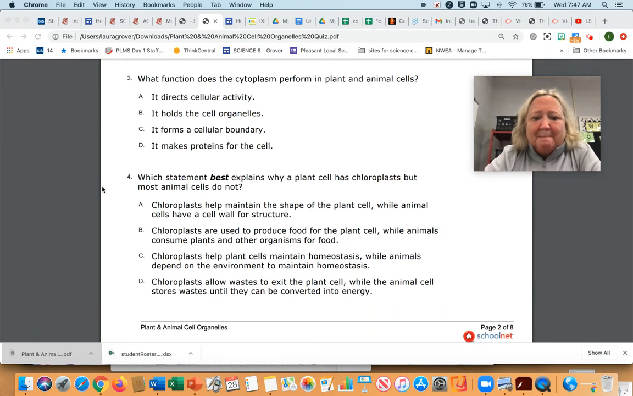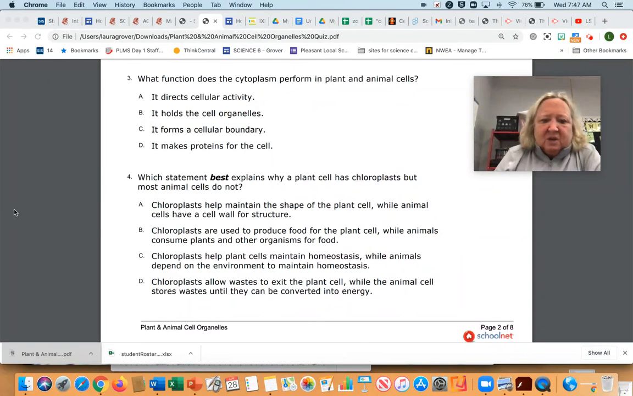Which statement best describes why a plant cell has chloroplast, but most animal cells do not? Okay, well, what do plant cells have to do? And why do they have chloroplast? Well, they have chloroplast because they perform photosynthesis. That's where all the photosynthesis takes place.